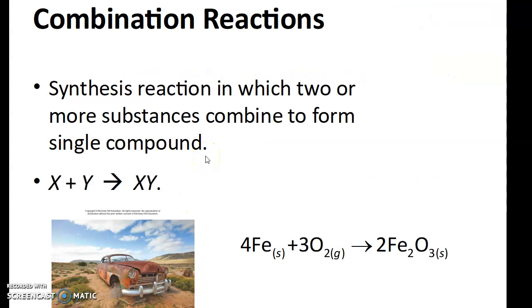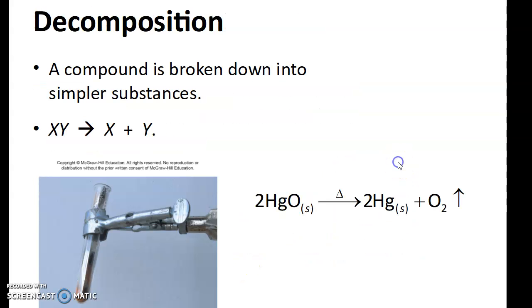Here's another combination reaction where you have iron plus oxygen, in this case giving you iron oxide. And this is a simple combination reaction, 2 becoming 1. Decomposition, one compound is broken down. Okay, here you have mercuric oxide breaking down into mercury and oxygen gas.